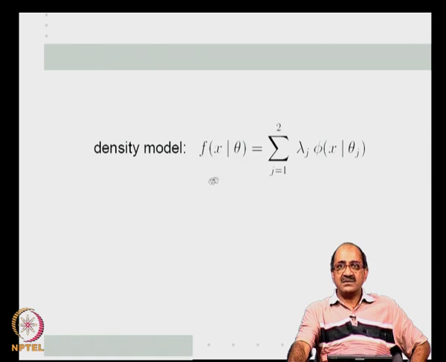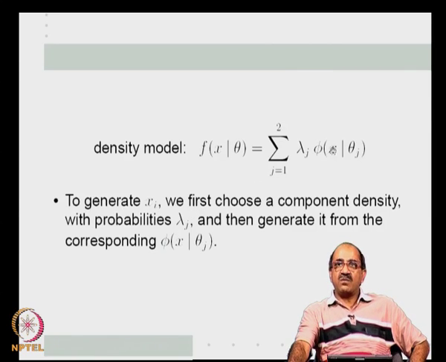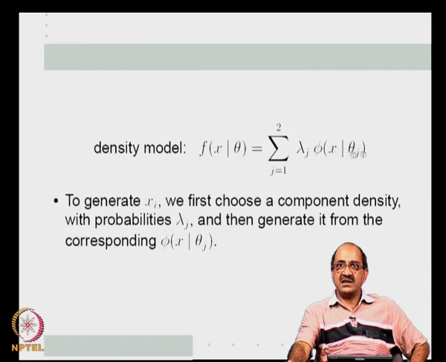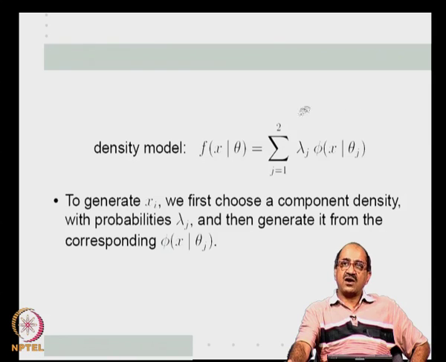One way of thinking about it is, to generate each xi, I will first choose a component density. I have to decide whether the next xi, say x1, x2, whatever the next x, comes from phi(x | theta 1) or phi(x | theta 2). This decision I have to make with probability lambda 1 or lambda 2. That is, with probability lambda 1, I choose the first density, with probability lambda 2, I choose the second density. That is why lambdas are positive and sum to 1. So, using lambda 1, lambda 2, and so on, as the probabilities for choice, I choose a component density and then I generate from the component density.